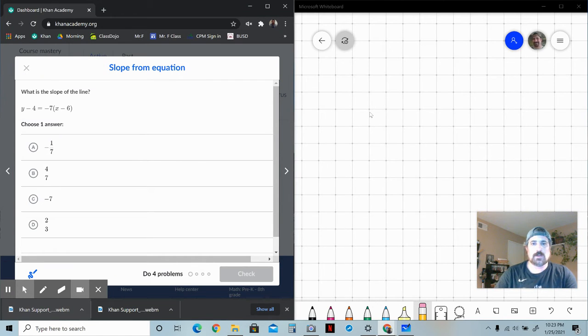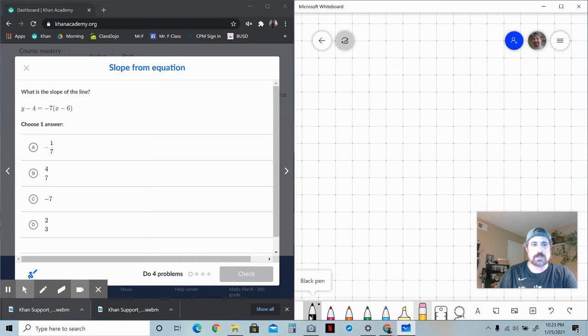All right, so in this case here, it says what is the slope of the line? So the equation we're working with is y minus 4 is equal to negative 7 times the quantity of x minus 6. So the easiest way to find the slope from an equation is literally just to get this into y equals mx plus b, right? So you want to just solve for y. You want to get the y all by itself on one side of the equation.